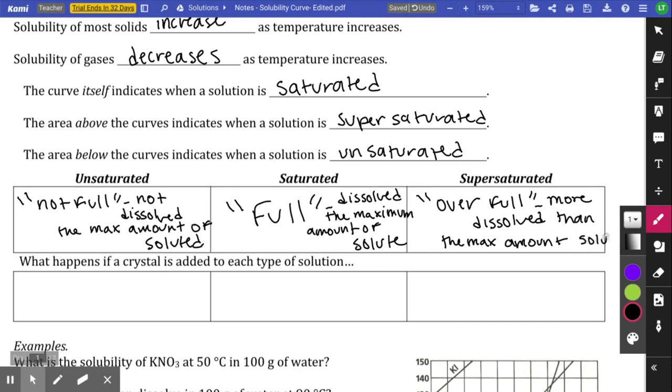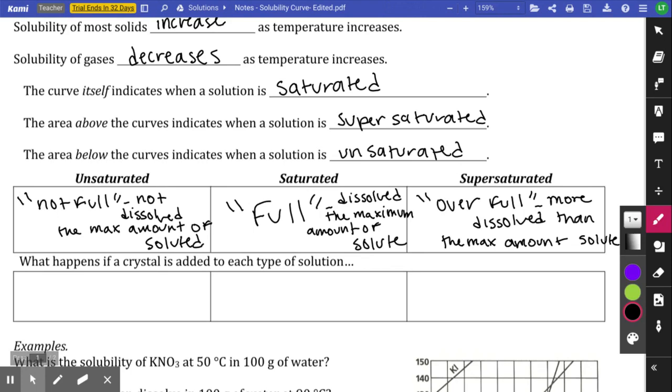So you may be asking, how does that work? How can you dissolve more? Typically, to make a supersaturated solution, you heat your water up, dissolve your solute in it, and then let it cool. As it cools, that solute's not going to come out of the solution unless it's disturbed in some way. So, heat it up and let it cool.